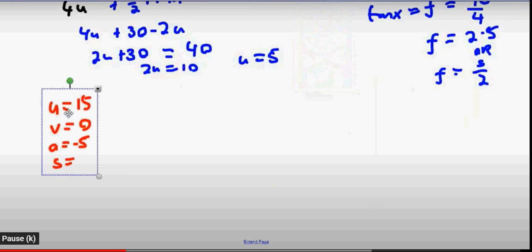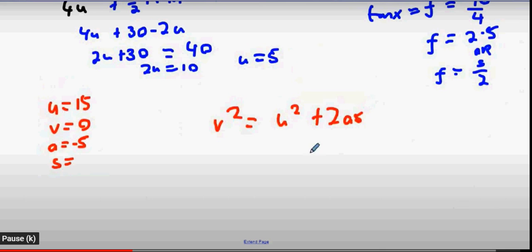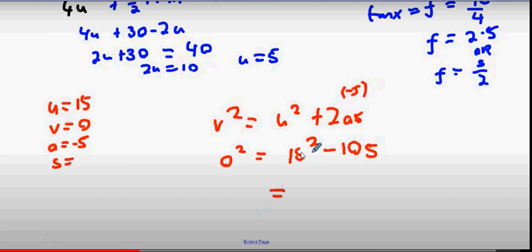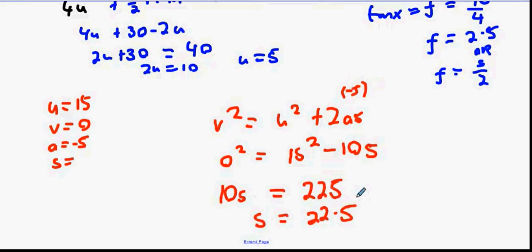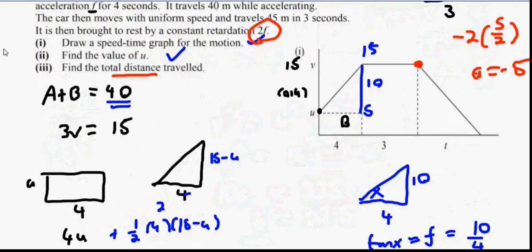So we're going to do our SUVAT formula here. I think we can use v squared equals u squared plus 2as, and we can find out the s value. So 0 squared equals 15 squared plus 2 times minus 5, so 2 times minus 5 is minus 10, minus 10s. 10s equals 15 squared, which is 225. S equals 22.5. Now that's the distance spent in the deceleration zone.